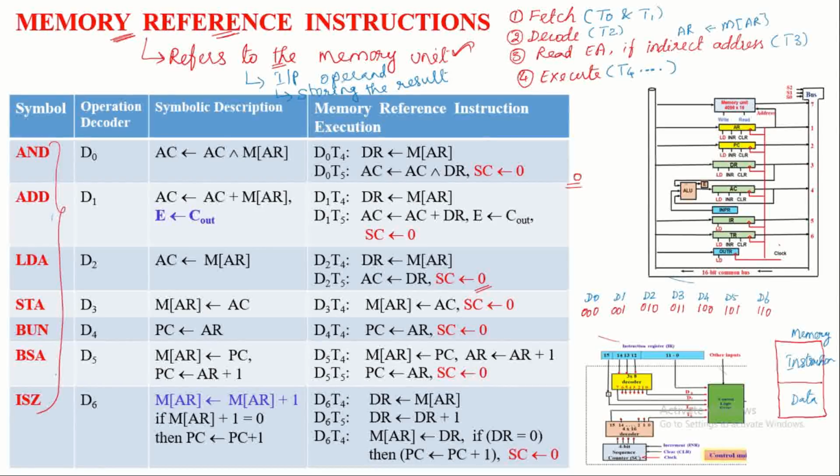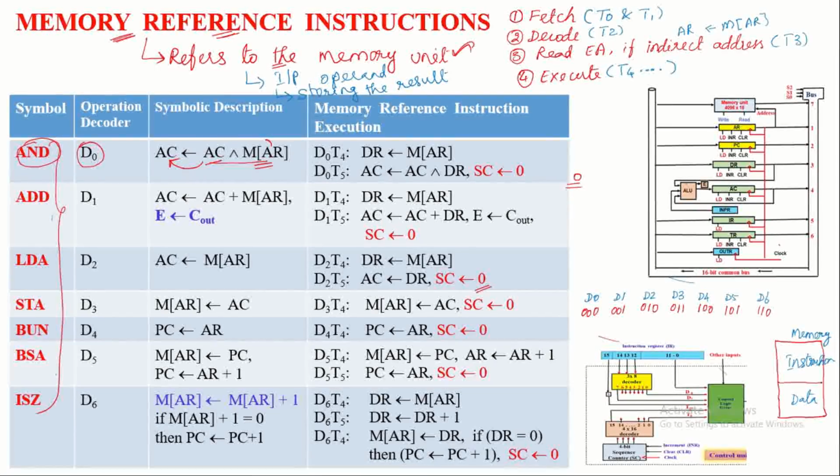Let us now discuss the AND operation. The AND operation is performed when the D0 output of the decoder is active. This AND logic operation is performed by taking the accumulator value and the memory word stored in the memory unit whose address is pointed by the address register. After performing the AND operation, the result is stored into the accumulator.